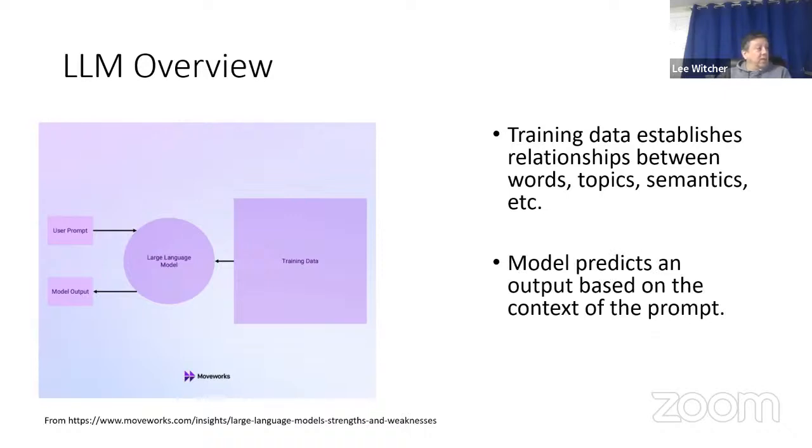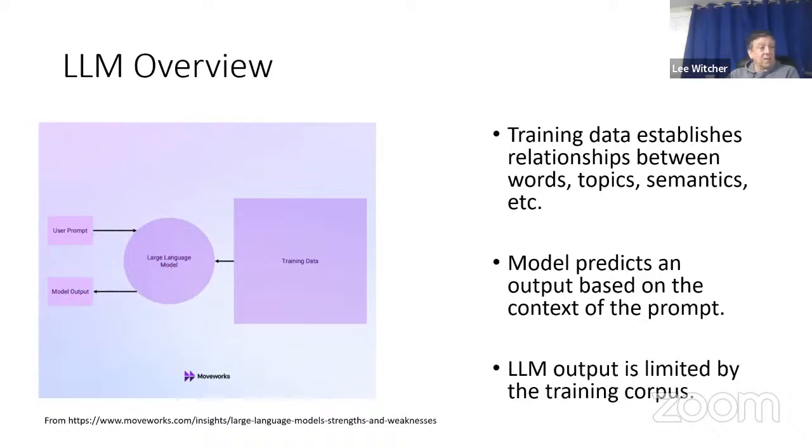So now we have a user that comes along and gives it a prompt: tell me about SEO. The large language model takes that prompt, interprets it based on what it's learned from the training data, and then generates an output to you, which is the response that it has. So ultimately, the large language model is limited by its training corpus. Now, this is the thing that's interesting to me, and why I developed this particular show today: the limits of the corpus become intriguing in certain circumstances.